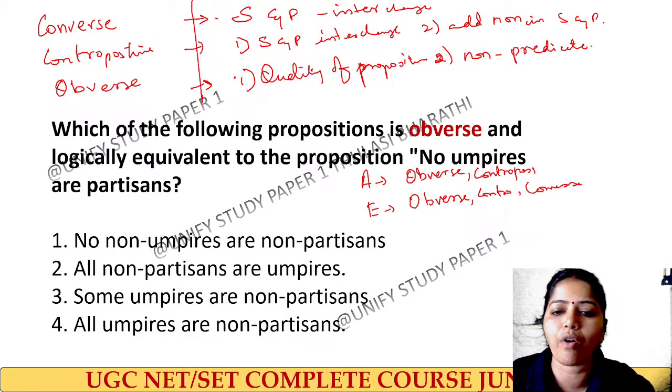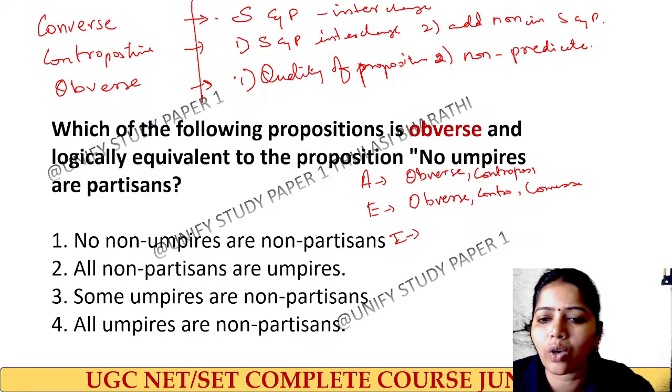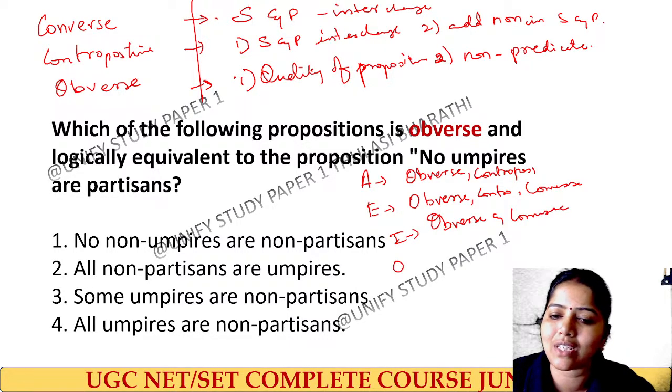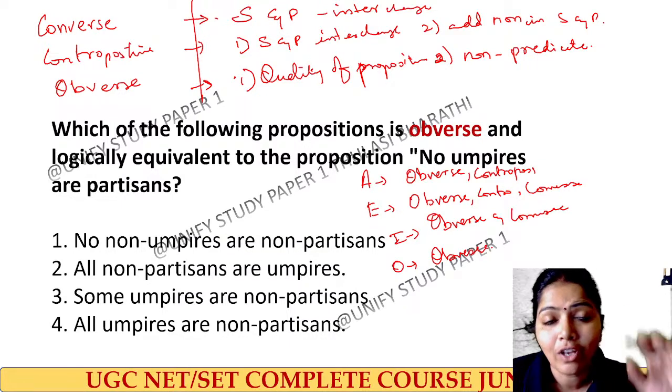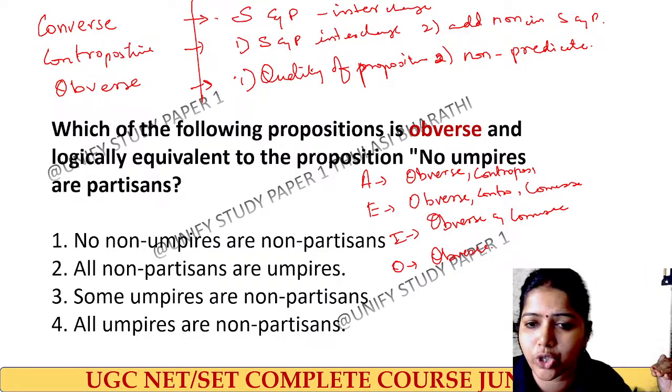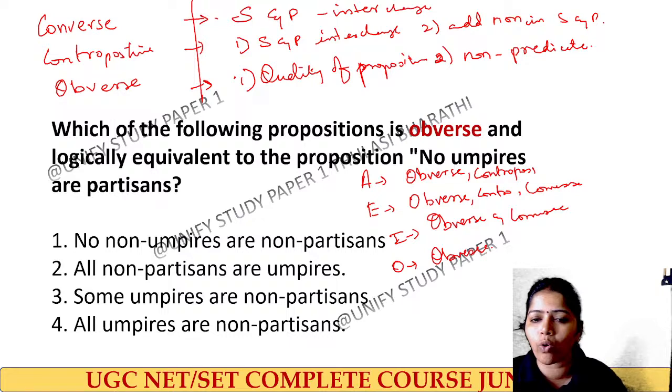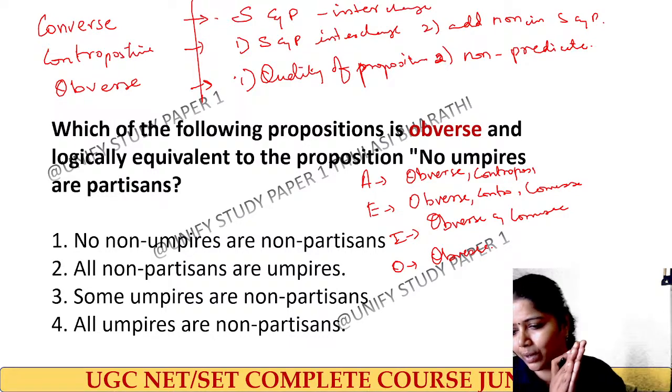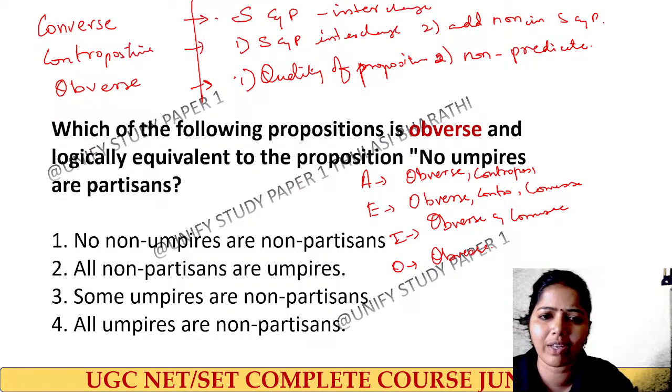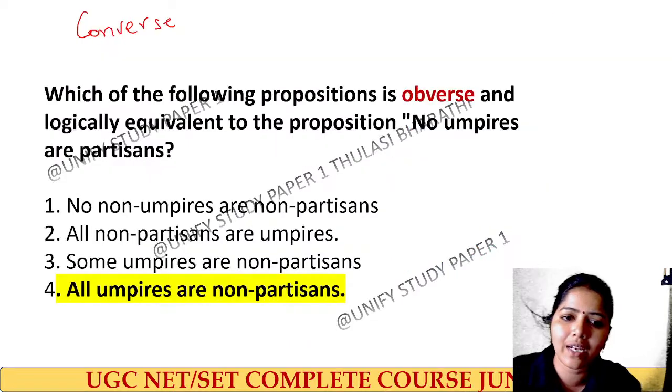If it is an I-type statement, which one will be equivalent? Obverse and converse will be logically equivalent. If it is an O-type statement, only obverse is the logically equivalent statement. So in all 4 types of proposition, A, E, I, O, obverse is logically equivalent. Clear? Note it down. Very important, must-ask question. Next one, do this one.